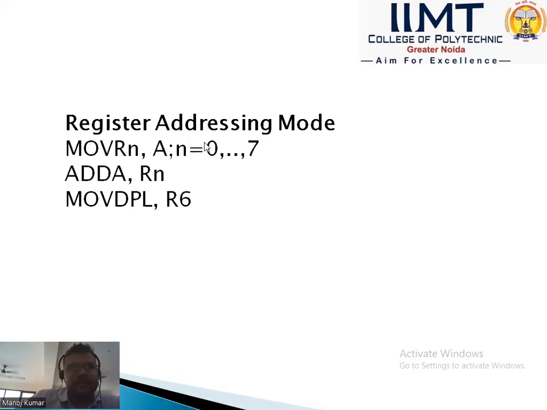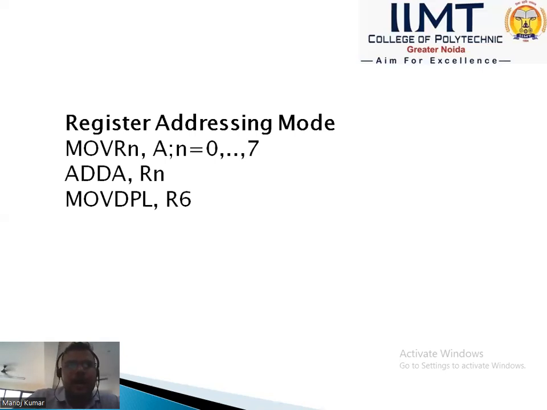This is the register addressing mode. MOV A, Rn, where n equals 0 to 7, and ADD A, Rn. A contains some data, and Rn also contains different data. Add the data of A and Rn, and the result is the addition of A and Rn data. This is the register addressing mode.